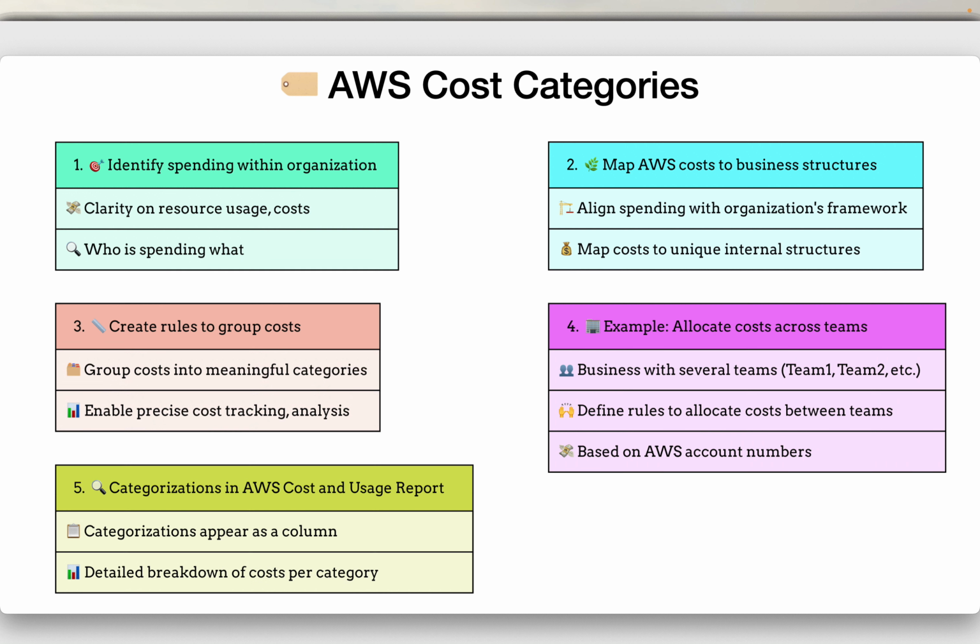The categorization based on your rules will appear as a column in your AWS cost and usage report. So this is important. The way we see the benefit is that when we see the cost and usage report, the cost category will show up and you will see the category and the total bill. So this provides a detailed breakdown of cost for each category.